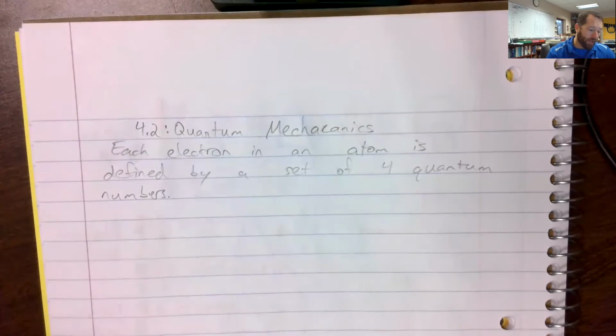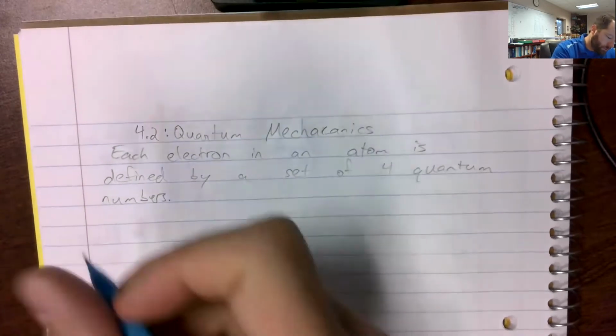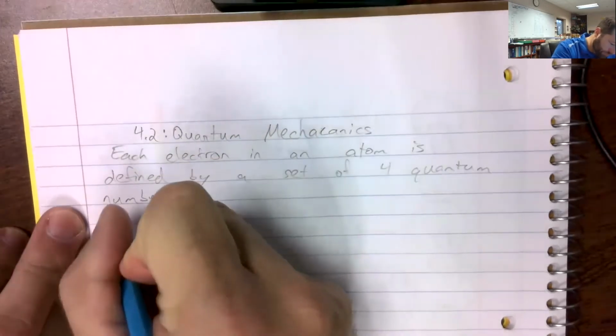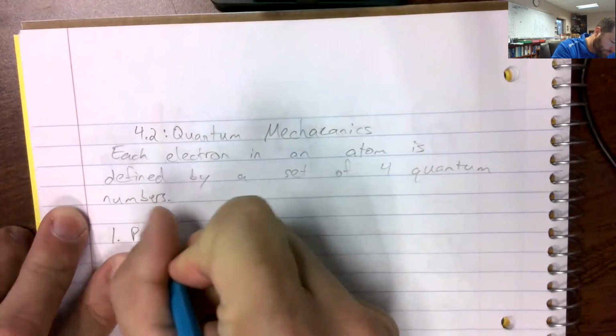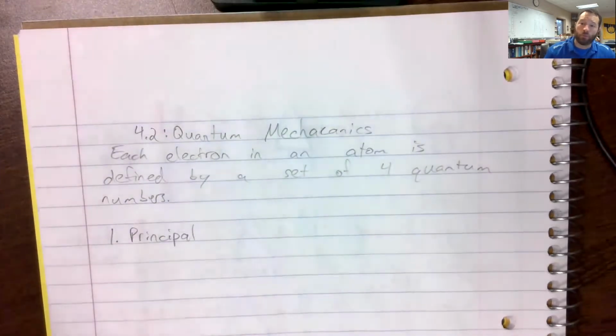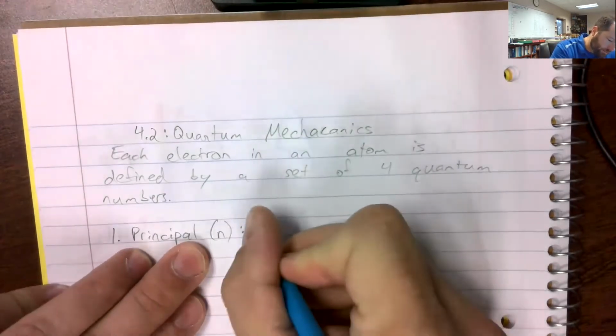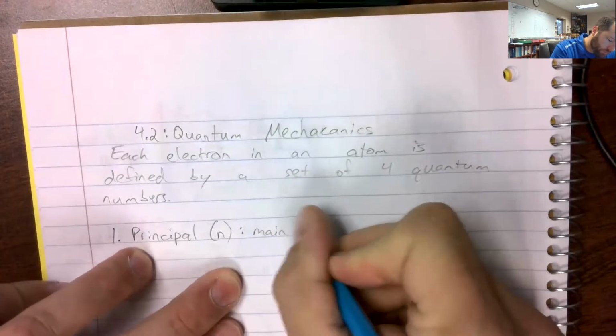And in quantum mechanics, the location of an electron in an atom is defined by a set of 4 quantum numbers. The first of those 4 is the principal. And this is the one you're probably most familiar with. We did already work with this one when we did our Kodachromium. This is the main energy level.